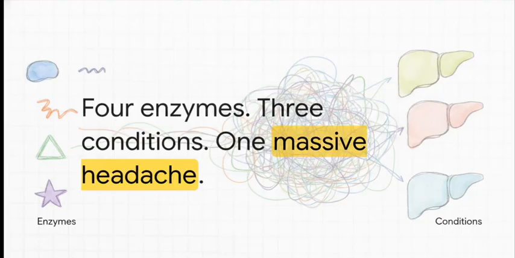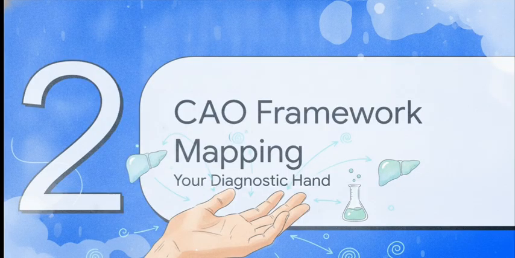fails us. So attempting to memorize raw, unanchored data is fundamentally a losing battle for the human brain. We literally need physical connections to make information stick. Right now, we have 4 distinct enzymes, and we're trying to map them to 3 distinct clinical conditions. Without a mnemonic device, that is just a recipe for one massive diagnostic headache. But don't stress, because the cure for that headache is exactly what we're looking at next. Moving on to Section 2, mapping the CAO framework directly onto your diagnostic hand.